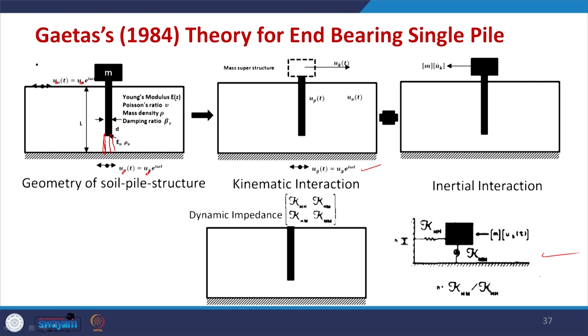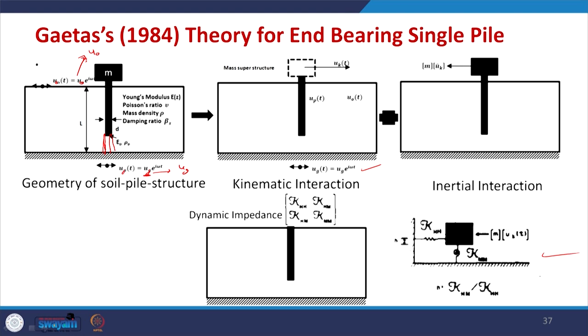The first step is what is called free field analysis, without considering any pile. Free field analysis means you have a soil stratum, you apply some motion at the fixed base, and you get the output at the top. So, free field analysis will convert your amplitude U_g into U naught. This U naught divided by U_g will give you the amplification ratio for a given frequency.